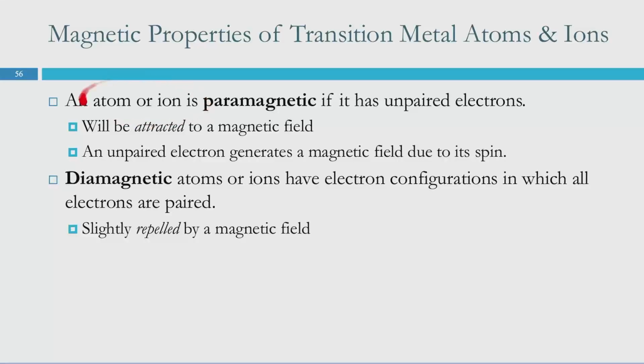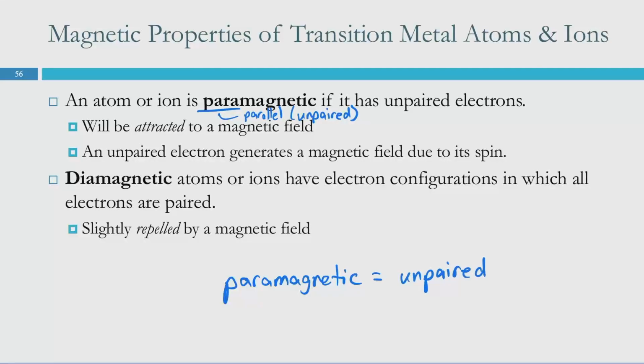So an atom or an ion is paramagnetic if it has unpaired electrons. So para maybe meaning parallel, and parallel would be unpaired. So paramagnetic atoms or ions have unpaired electrons. And these will be attracted to a magnetic field.